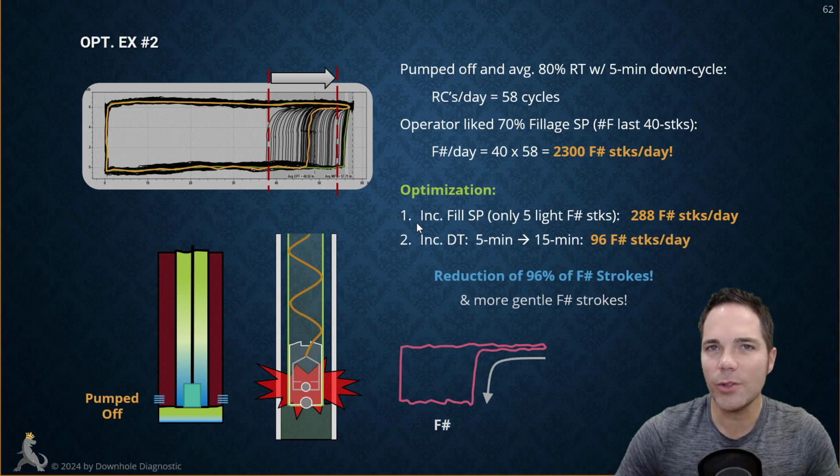So as a result of these two changes on the POC, there's a reduction of 96% of the fluid pound strokes, and it's got more gentle fluid pound strokes. And this particular well held its production with these changes right here. So it didn't affect production, and we're minimizing our wasted energy, minimizing our damaging fluid pound strokes. So we're going to have a longer run life as a result, and no downside to it.